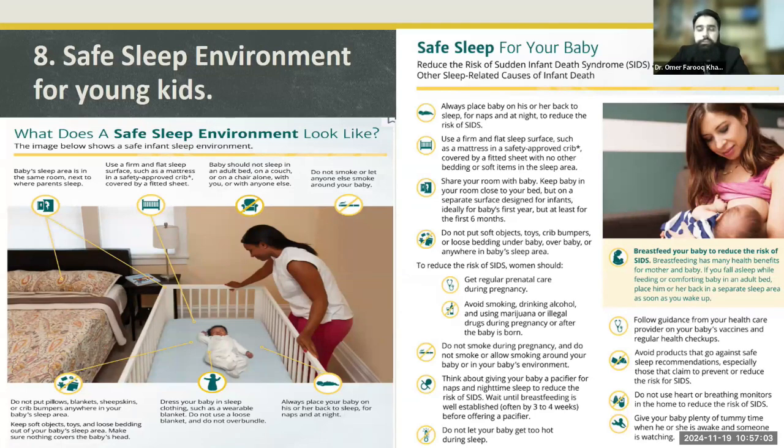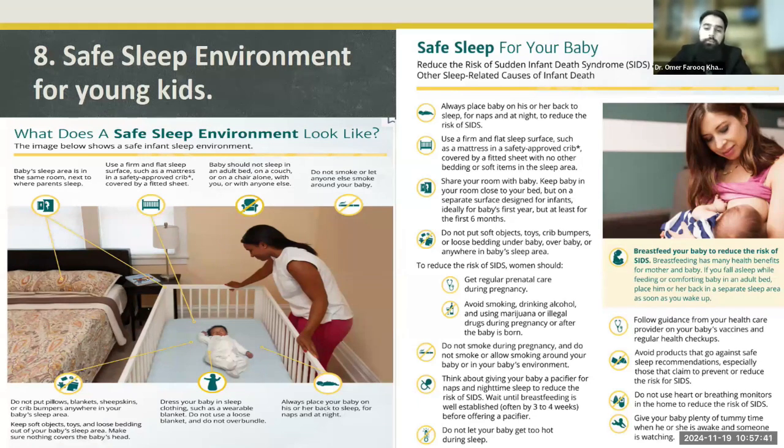SIDS is basically sudden infant death syndrome and other related causes of infant death. It is a very painful condition for the parents, because the baby is apparently healthy. When you put the baby to sleep, the baby has taken a nap, has taken breast milk or formula milk, is playful, is healthy. You put the baby to sleep, and 2 or 3 hours later, when you go to check the baby, the baby is no more in this world. So sudden infant death syndrome is a very traumatic experience for the parents, and God forbid it should happen to anyone.